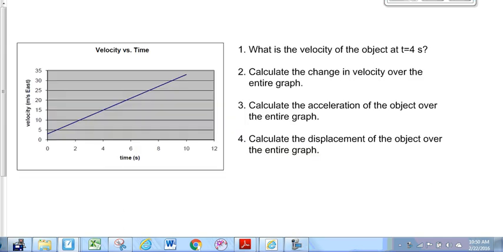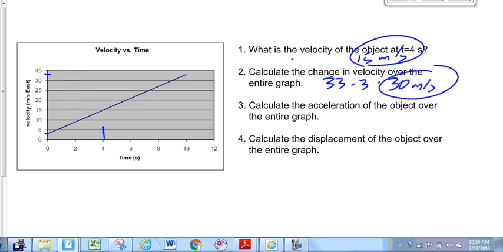We said that we can find a number of different things from these velocity versus time graphs. The first thing was finding the velocity at a certain time. We just went up and over. Up and over here, the velocity would be 15 meters per second. The change in velocity is final minus initial. So it's going to be up and over, subtracted. This is going to be about 33 minus 3, which gives me about 30 meters per second. The acceleration of the object over the entire graph is going to be the change in velocity over the change in time. 30 meters per second divided by 10 seconds.